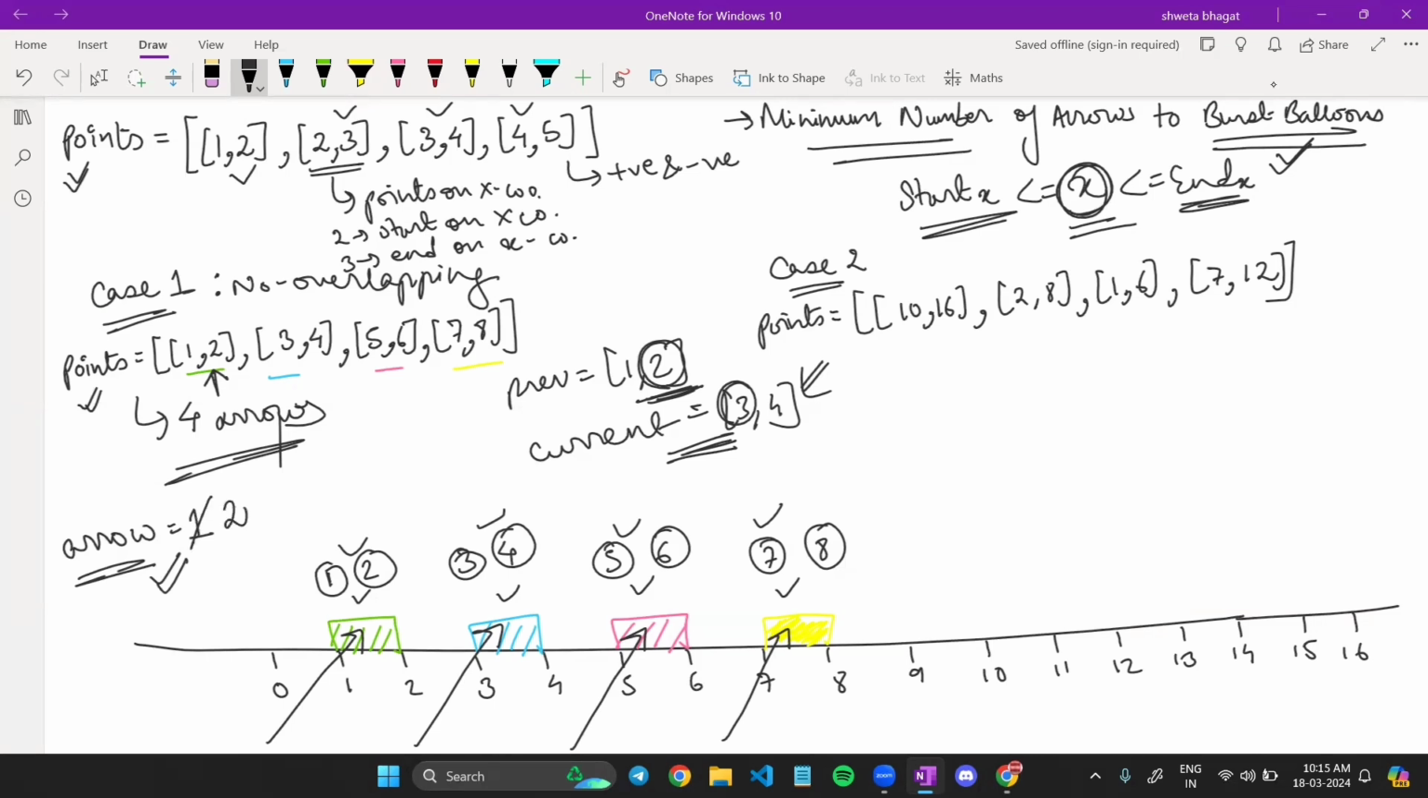So arrow will become 2. Now what we will do, our previous will get updated. So our previous will become 3, 4. Right, our previous will now point at 3, 4 and our current will point at 5, 6. So what we will have in current? We will have 5, 6.